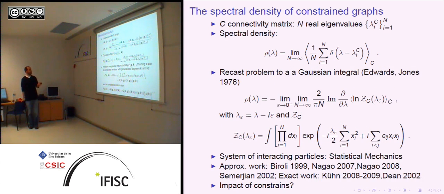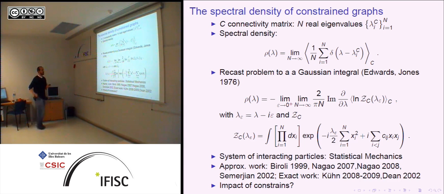Okay, so let me move to the spectral density. It is the following. Given a connectivity matrix C, I'm going to assume that the connectivity matrix is symmetric and therefore the eigenvalues are real. So assuming that for a given connectivity matrix with size n, the eigenvalues are given by this list, the spectral density, or the mean spectral density, is just given by this, calculating the usual density.